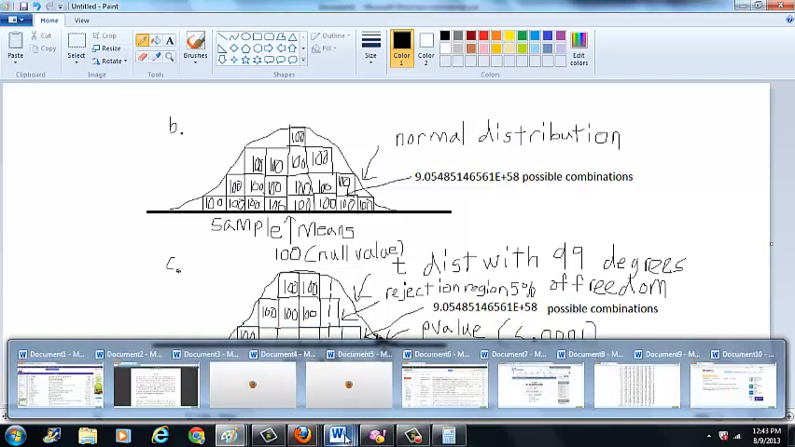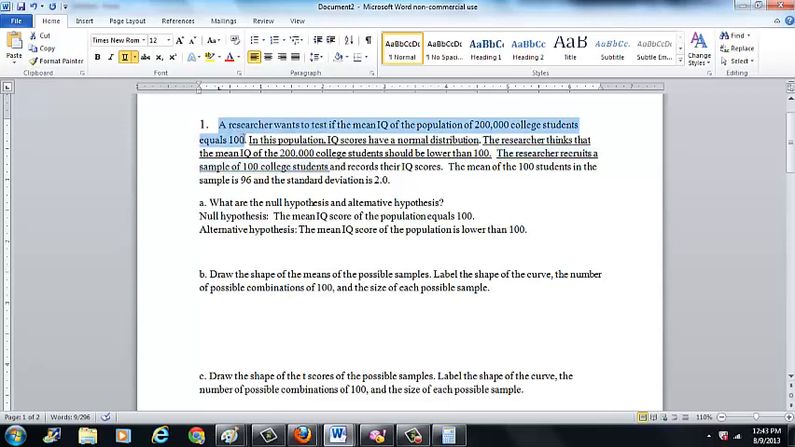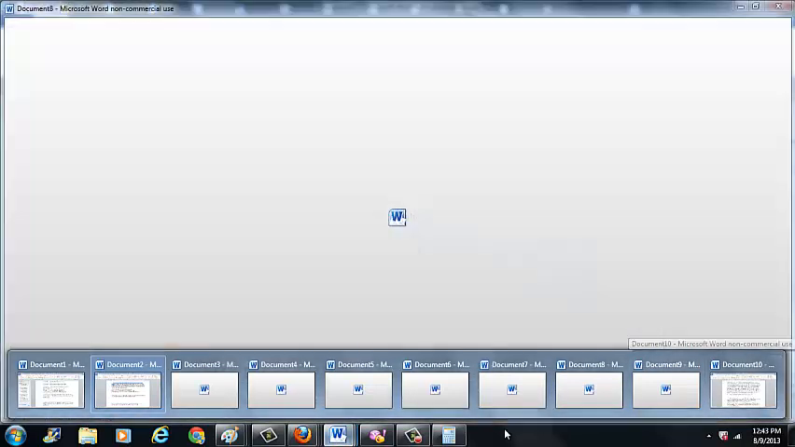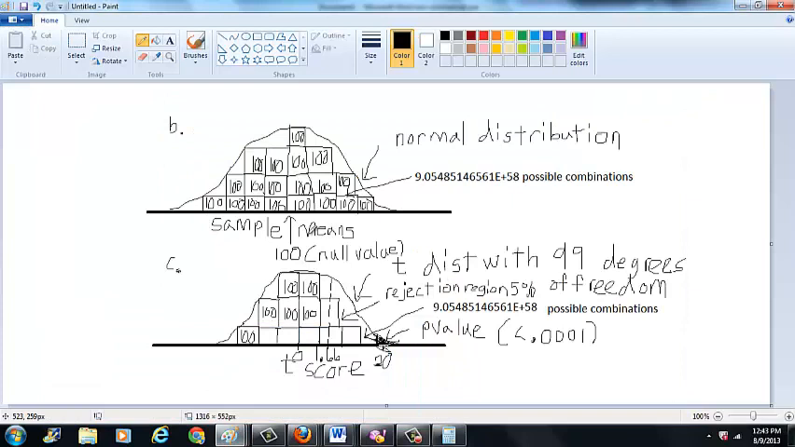What's our null value? We're testing if the population mean is 100 in the first sentence. So we're testing 100 as the population mean. That means that the null value is 100. So we would put 100 as our null value in the center. And that pretty much finishes part B again.